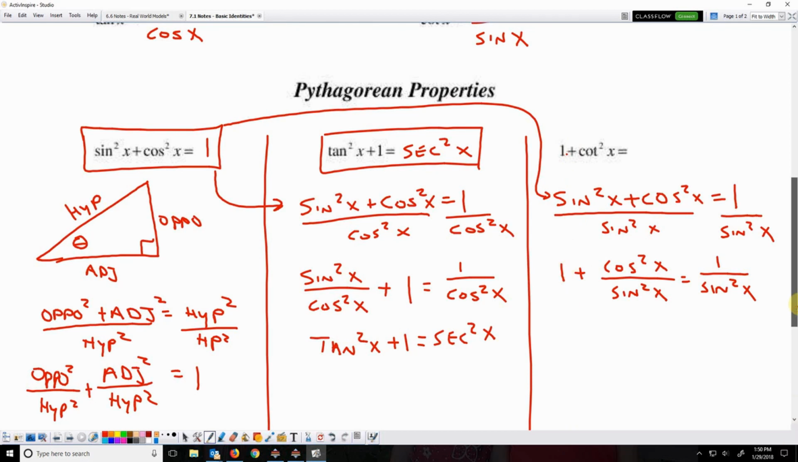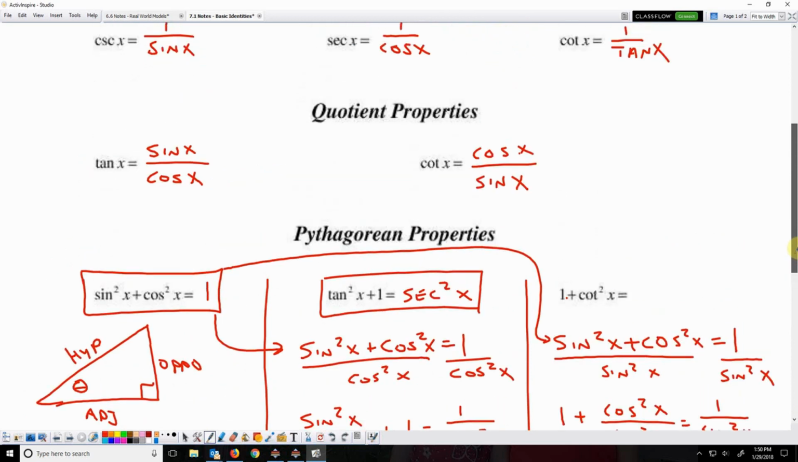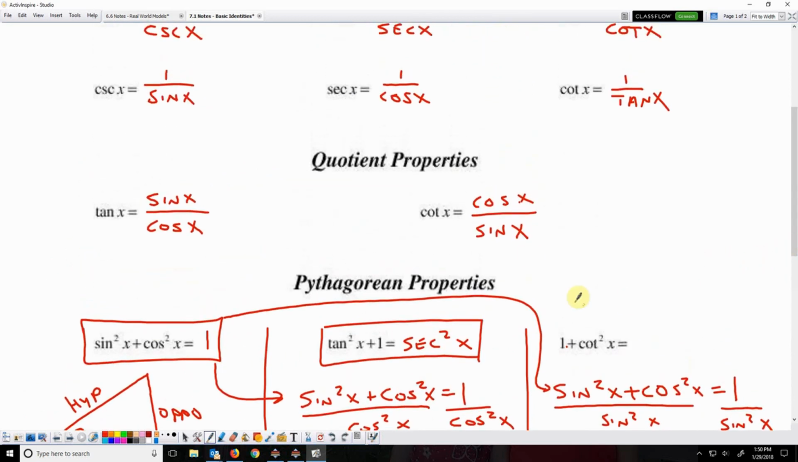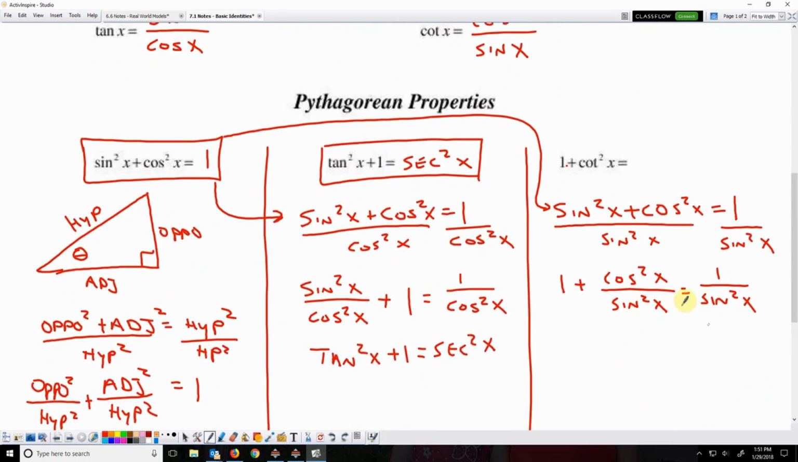Cosine squared x plus sine squared x. Cosine over sine is cotangent. So cosine squared over sine squared is cotangent squared. 1 plus cotangent squared x, which matches what's up here.